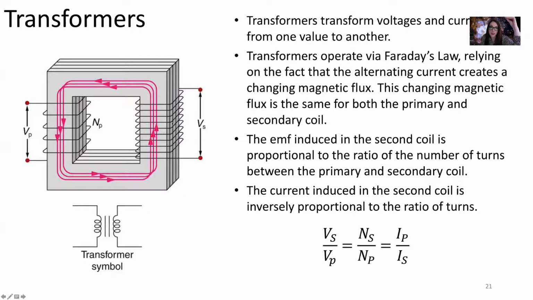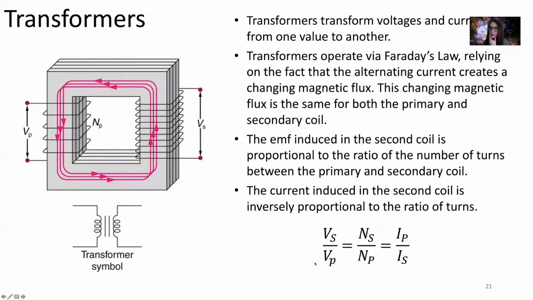And then that electricity is going to get sent out across our electrical lines to our home. And whenever it reaches our home, we have to transform it back down from high voltage and low current to lower voltage and higher current for use in our homes. And we use another transformer, a step down transformer, to do that. And we induce an EMF, which is proportional to the ratio of the number of times you've wrapped those coils around the transformer. And that current induced in the second coil is inversely proportional to the ratio of the turns.